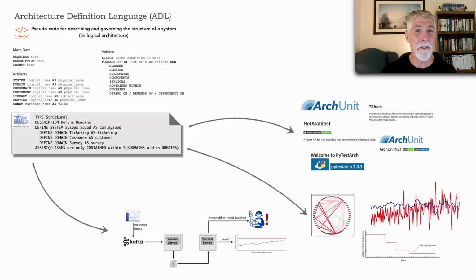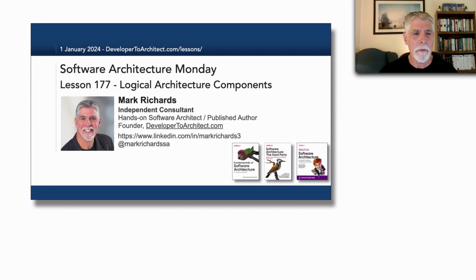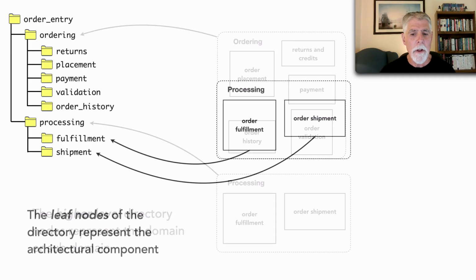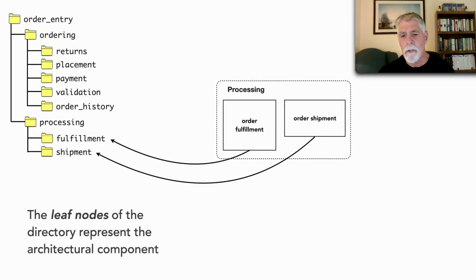So let me show you a couple of examples of this. And I want to really start with the structural aspect. Way back in the beginning of January of 2024, I recorded lesson 177, where I talked about logical architecture components. And within there, I associated logical components with a directory or namespace structure. In other words, in that video, what I showed is that the higher level directory nodes really represent the domain and subdomains of your system, whereas the leaf nodes represent the actual components, such in this case as order fulfillment and order shipping. It's how we realize or actually see the architecture in the source code.